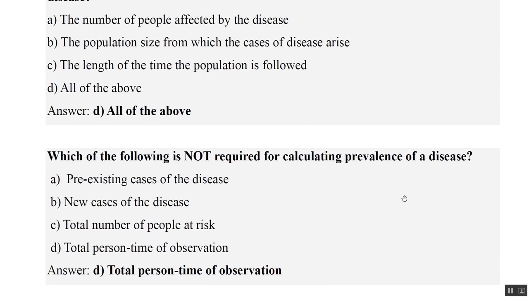Which of the following is not required for calculating prevalence of a disease? So we require pre-existing cases of disease, yes, so old cases are required. New cases of disease, yes, they are also required. Total number of people at risk, that is population at risk, it is required, yes. But we do not require total person time of observation. So D is the answer here.